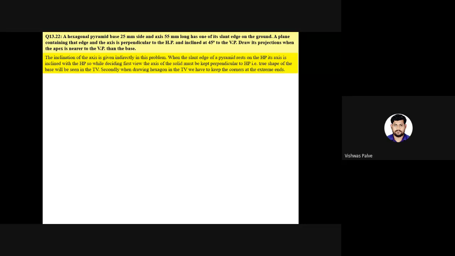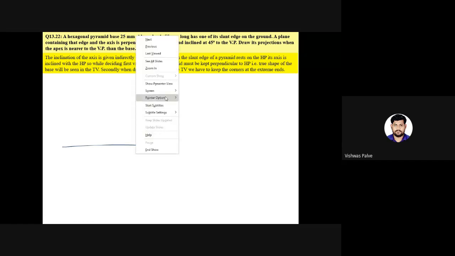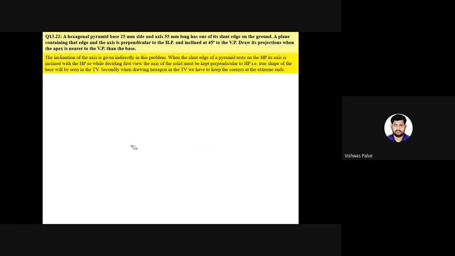Okay, draw its projection when the apex is nearer to VP than the base. So in this, first, what will be the resting condition? What will be the resting conditions? So suppose if I want to draw... wait, I'll take another sheet.